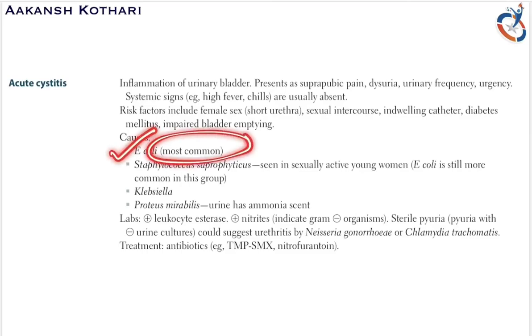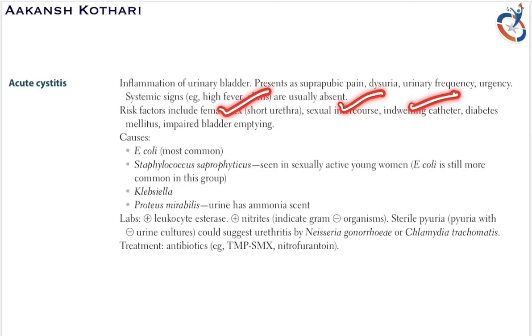coli, which is the most common cause, or Staphylococcus saprophyticus, which is seen in sexually active women, or Klebsiella or Proteus mirabilis can rise up easily if there is a short urethra. The other risk factors include sexual intercourse, indwelling catheters, diabetes mellitus, and impaired bladder emptying. But I'll again say that the major risk factors are female sex, sexual intercourse, and indwelling catheters.